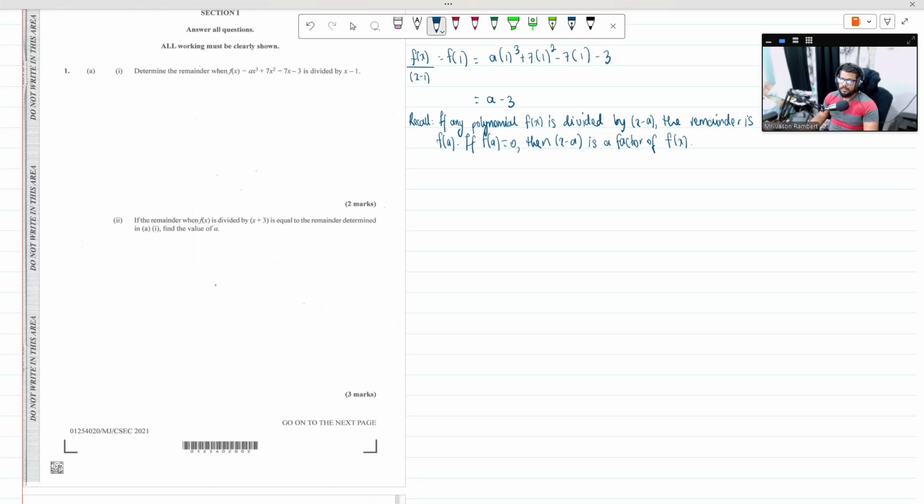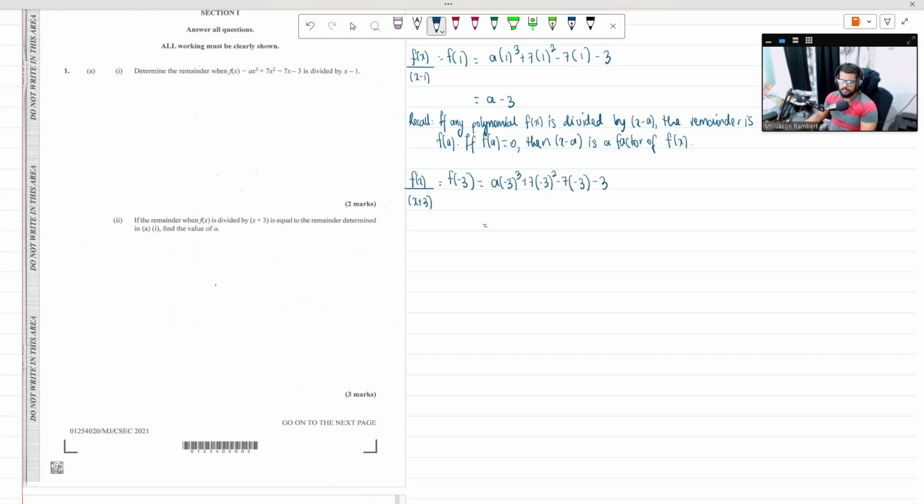If the remainder when this is divided by x plus 3 is equal to the remainder determined in part 1, find the value of a. So we didn't use the factor theorem, but that's okay. We still write it down. So I'm going to have f of x divided by x plus 3 is equal to f of minus 3, which is a into minus 3 cubed plus 7 into minus 3 squared minus 7 into minus 3 minus 3.